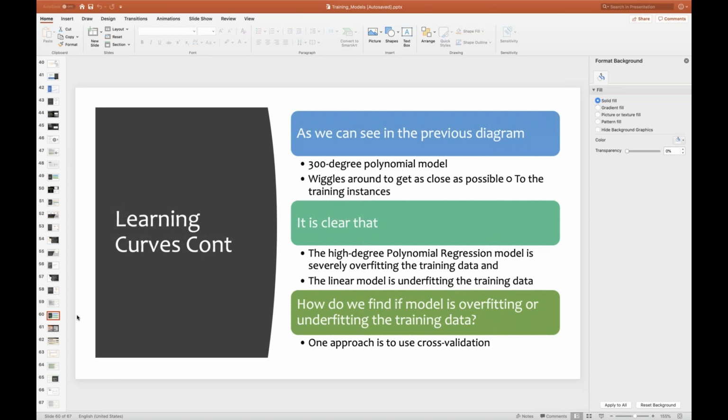How do we find if a model is overfitting or underfitting the training data? We have already talked about cross validation. We also implemented n-fold cross validation. We also implemented threefold cross validation using stochastic gradient descent and also some other models and some other attribute combinations. Now, this slide is done. You need to know how to find whether a model is overfitting or underfitting the training data.